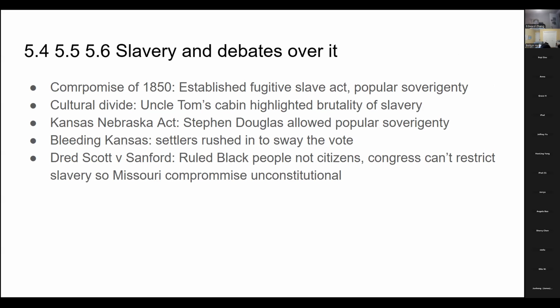So 5.4, 5.5, and 5.6 is all about slavery and the debates that occurred over it. Do you guys know what the Compromise of 1850 was?